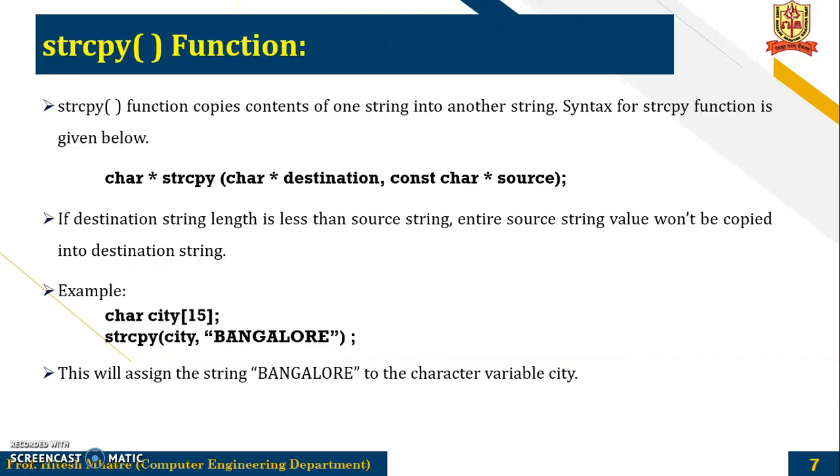strcpy. This function is used to copy the content of one string into another string. We have already seen this in structures, how you assign values using copy. So strcpy, then destination and the source. This means first we have to specify the variable where you want to copy, and then specify the source, that is, from this location it will be copied to this. Here's an example: character city of 15, then strcpy of city comma Bangalore. So Bangalore is the string that will be copied into the variable city. So strcpy is used to copy the string.